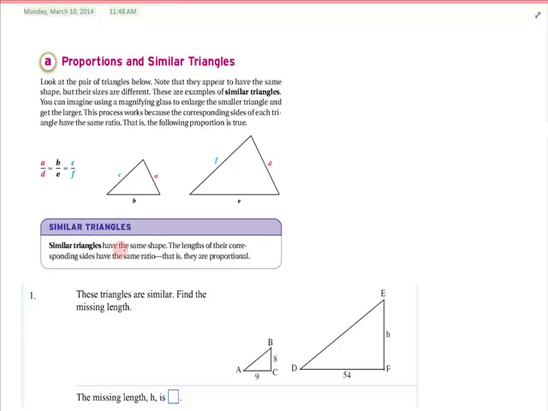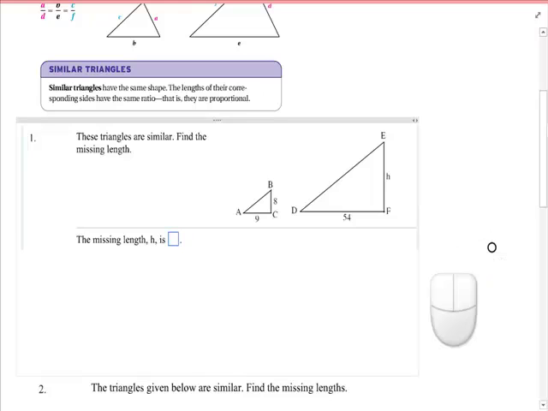But similar triangles have the same shape. The lengths of corresponding sides have the same ratio. That is, they are proportional. Corresponding sides are proportional. And by corresponding sides, I mean those that match up.